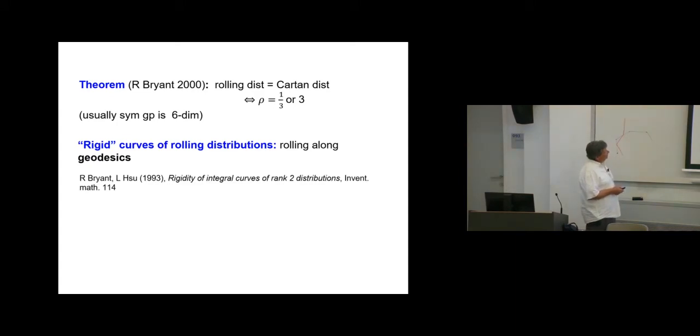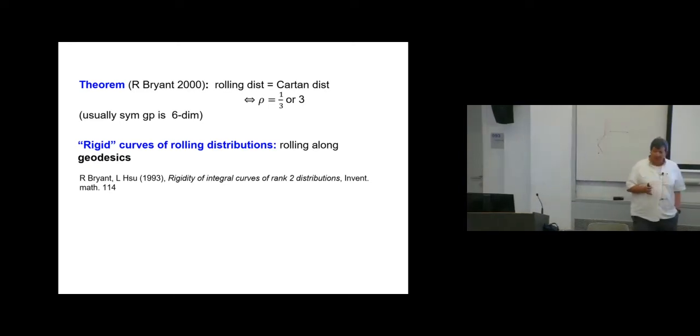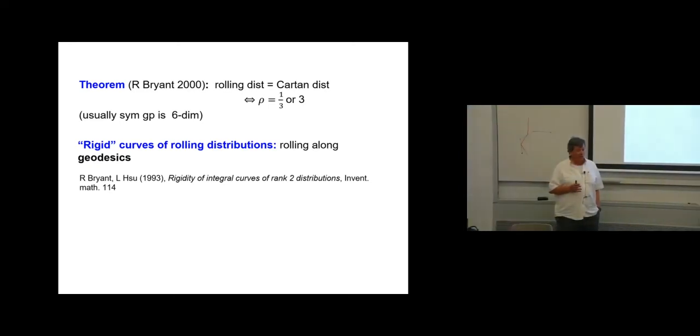Bryant and Lucas Shu, his student, wrote a beautiful article about this subject. And for the rolling case, it is very easy to describe these rigid curves, because these are exactly the ones I'm going to use in my relation between the two problems. They are just rolling along geodesics. When you roll along a geodesic, a great circle of one of the surfaces, it's also going to be a geodesic in the other surface.